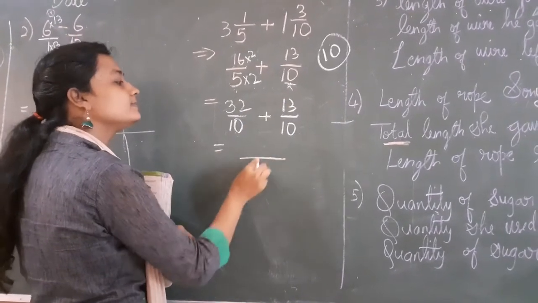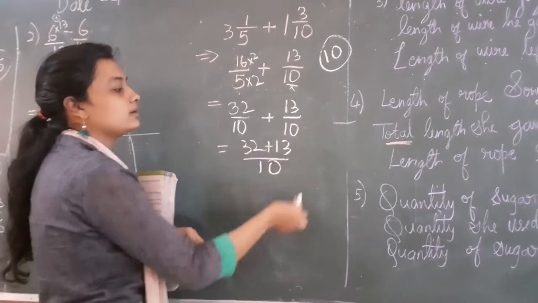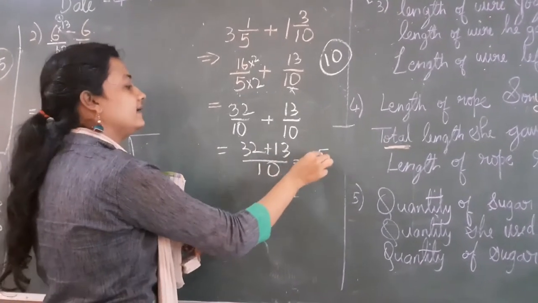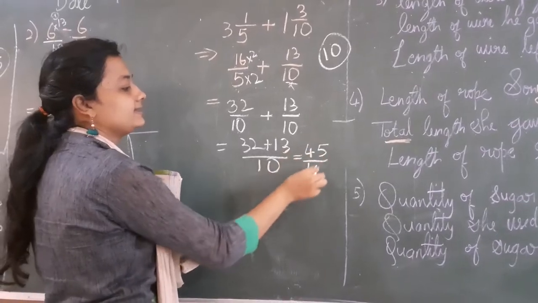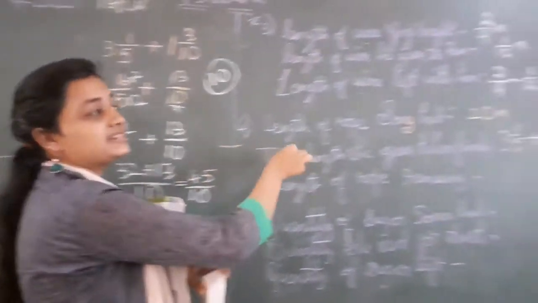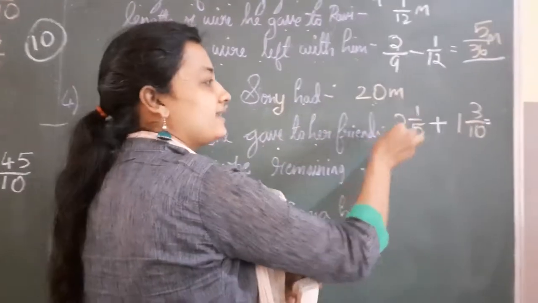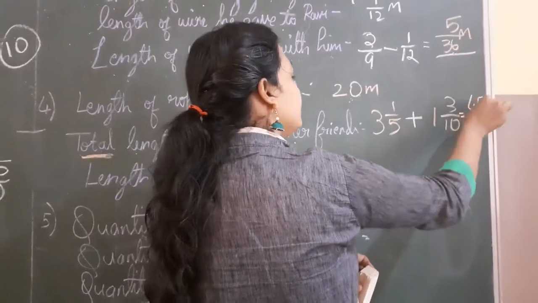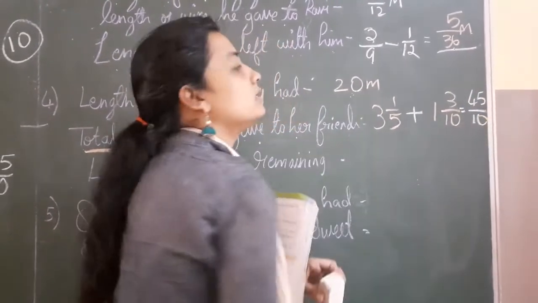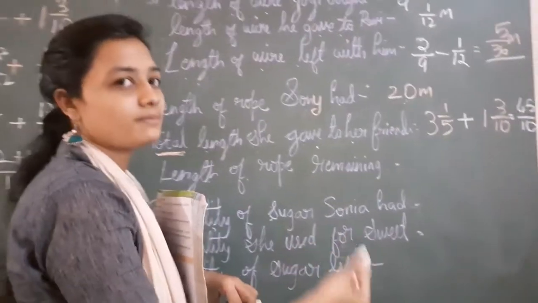Now add them. I get 32 plus 13. What is the answer I get? I get 45 by 10. So I got the answer for the second statement. That is the total length she gave to her friend, that is 45 by 10. Now I have one more thing to do. Find the length of rope remaining.